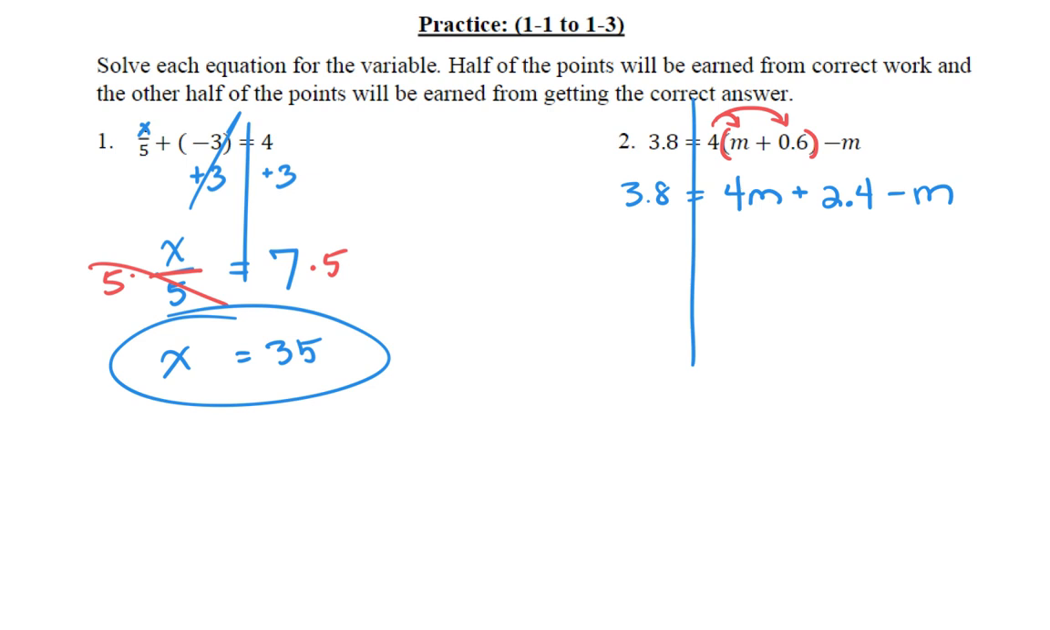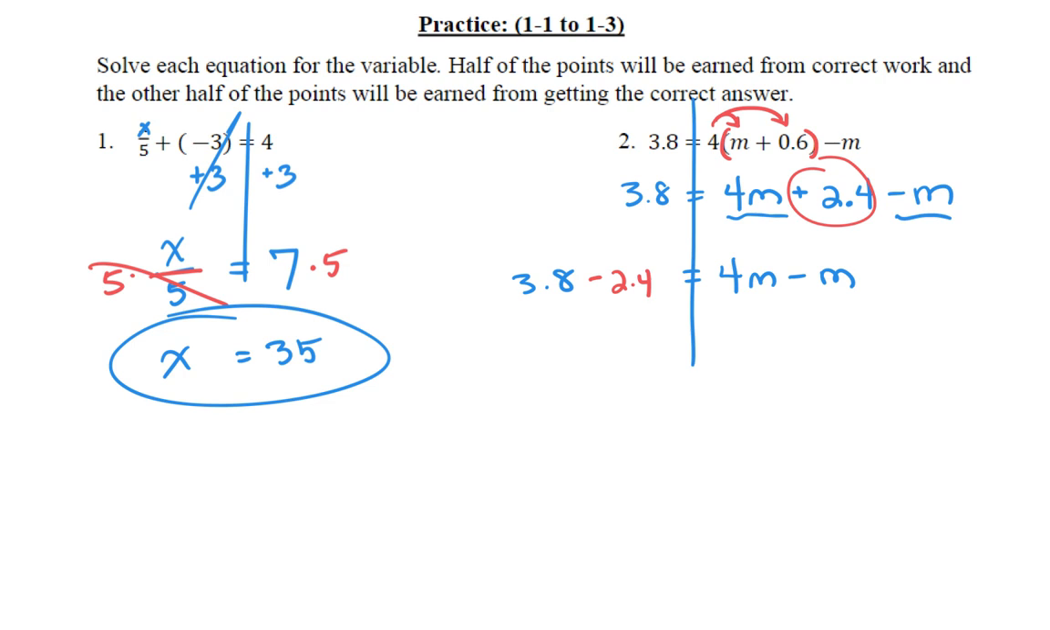Since I have these m's on the same side, they're going to stay on the same side. They're going to be hanging out together, okay? We want our variables on one side, and we want all of our numbers on the other side. Since I already have a 3.8 over here, that's cool, but I need to move that 2.4 to the other side. Remember, to move it to the other side, you have to do the opposite thing. Since that's a positive 2.4, we have to minus 2.4 to the other side.